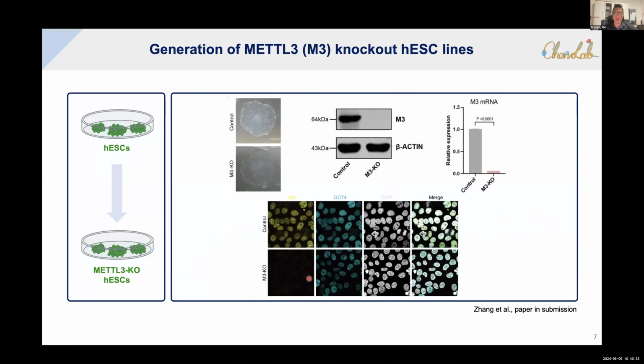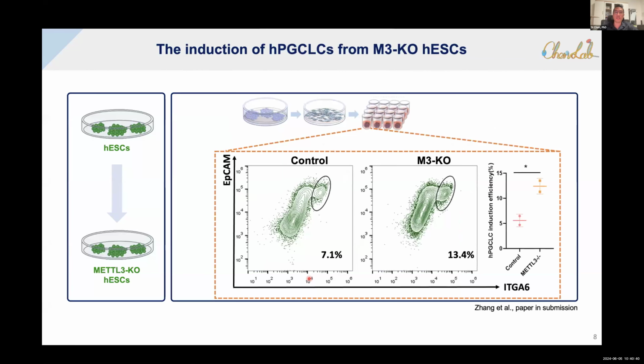So next, we wondered whether METTL3 knockout will impair the development of the germ cells. So we used the 3D culture system to induce the PGCLCs. And at day 4 of the germ cell induction, we found that in the control cells, about 7% of the cells are germ cells, using integrin alpha 6 and EpCAM as surface markers to label the germ cells. However, when METTL3 is knocked out, we discovered about a 2-fold increase of the PGCLCs, suggesting that METTL3 may be involved in the suppression of the germ cell fate.